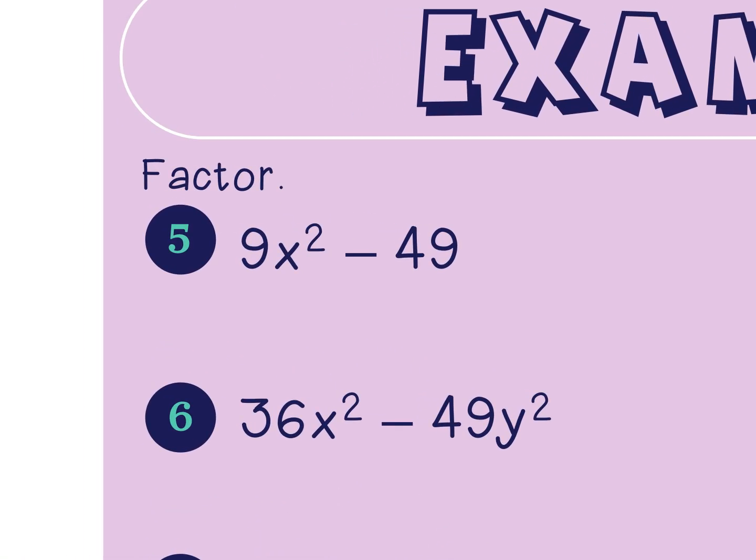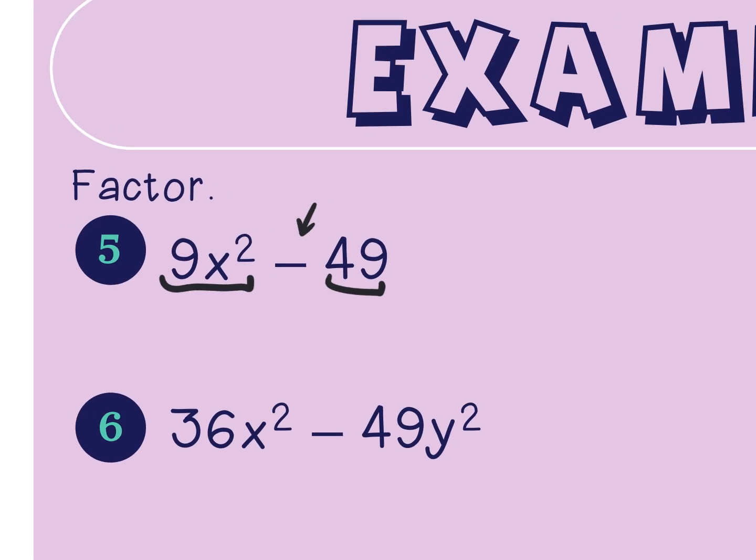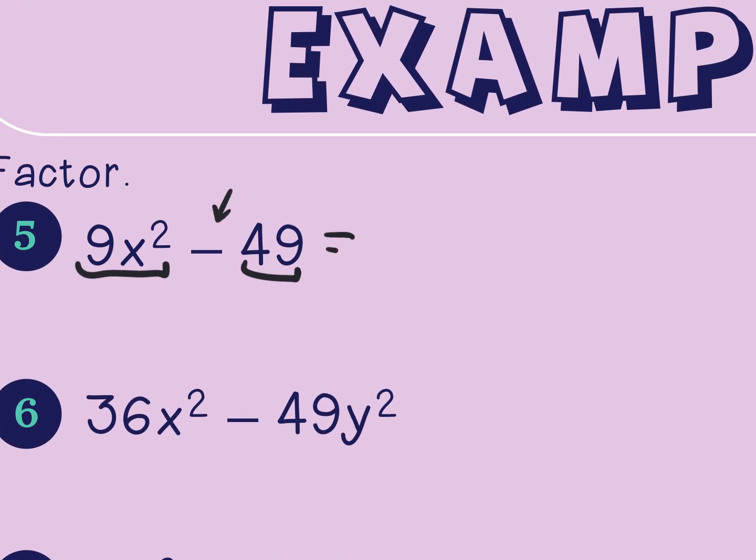Let's try number 5. Let's look at that first term. 9x squared, is that a perfect square? Yes. Is 49 a perfect square? Yes. What's the sign in between? Minus. So can we do our difference of perfect squares? Yes, we can. All right, so it's going to be two sets of parentheses, 1 plus, 1 minus.